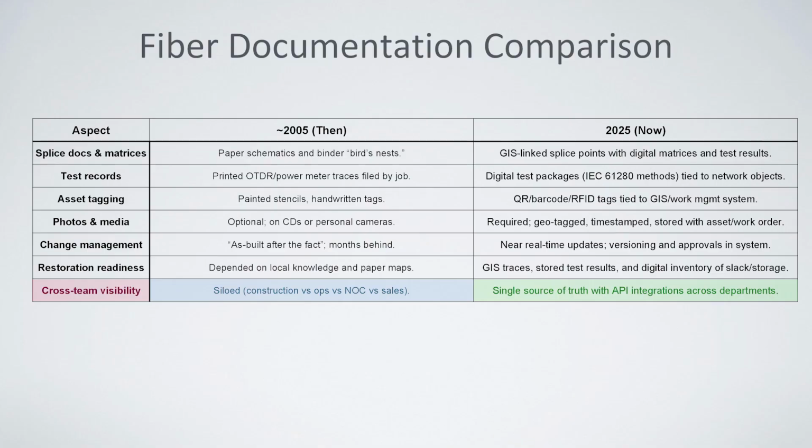Change management happens in real time, with version control and audit trails for each network modification. Restoration is now data-driven. Technicians can trace fiber paths instantly, check stored loss budgets, and isolate faults faster. Cross-team visibility is seamless as GIS integrates with work management, inventory, and outage systems, ensuring all departments operate from a single source of truth. And finally, let's talk a little bit about best practices.